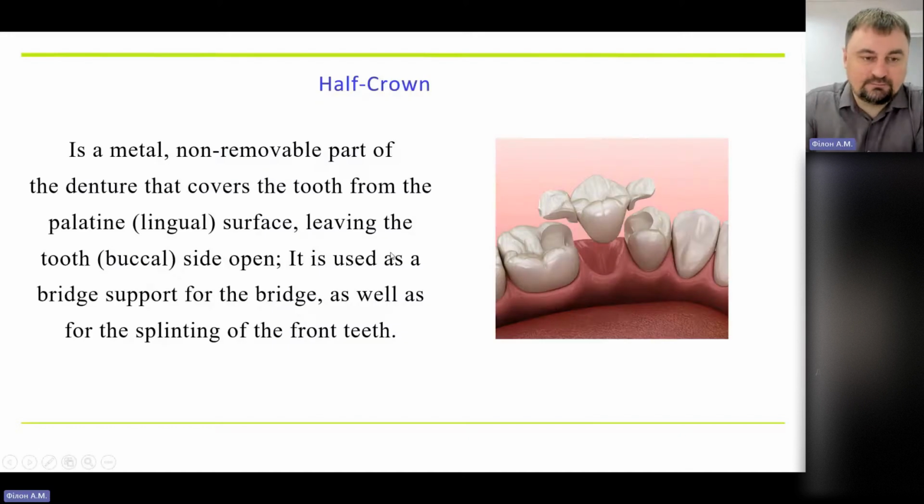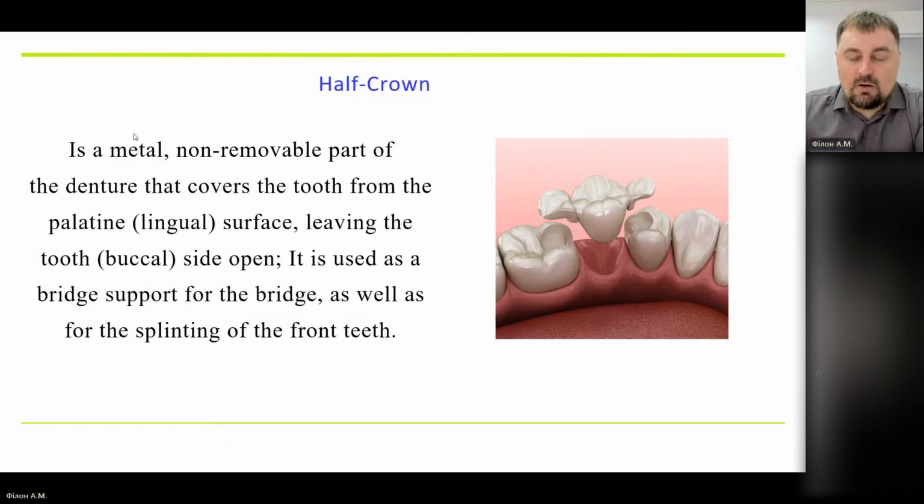Well, half crown. I think it's not a good topic for this kind of crowns. The Maryland Bridge is a good one, I think. What is this? It's a non-removable part of the denture that covers the tooth from the palatal lingual surface, leaving the tooth's vestibular side open. It's used as a support for the bridge, as well as for splinting of the front teeth.